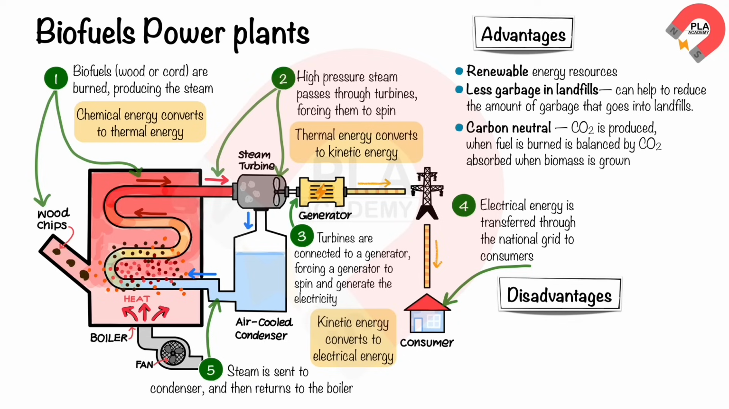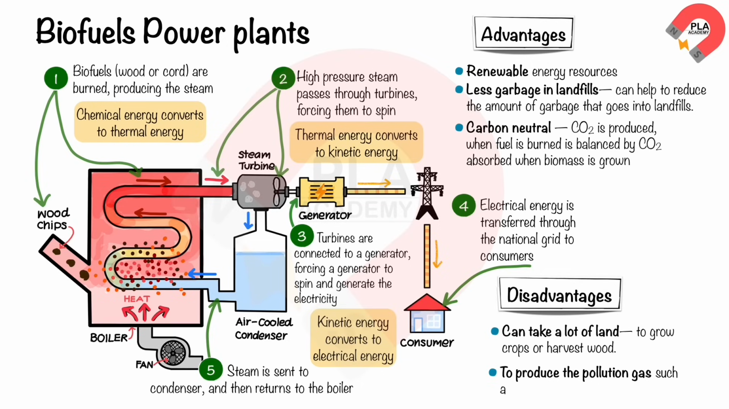Here are some of the disadvantages of the biomass power plants. Can take a lot of land. Biomass power plants can require a lot of land to grow crops or harvest wood. Not entirely clean. Biomass power plants can still produce some emissions, such as nitrogen oxides and sulfur dioxide.